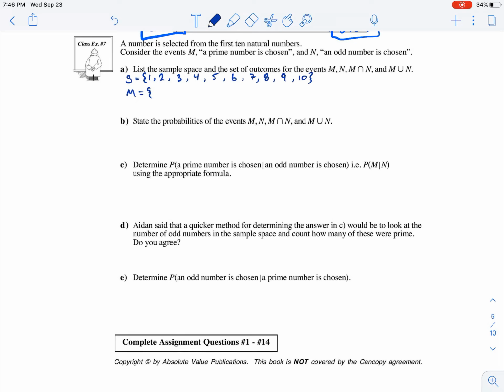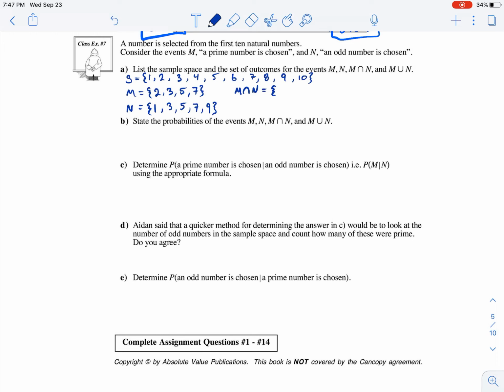M was equal to our prime numbers. So a prime number is chosen. The outcomes favorable to event M would be our prime numbers, which include 2, 3, 5, 7. Event N is an odd number is chosen. So our favorable outcomes for an odd number is chosen would include the 1, the 3, the 5, the 7, the 9.